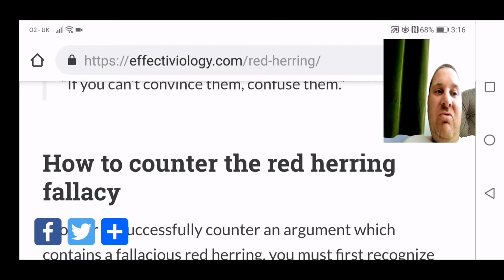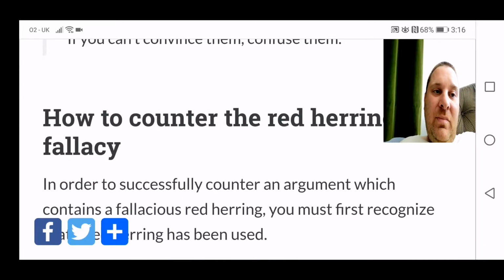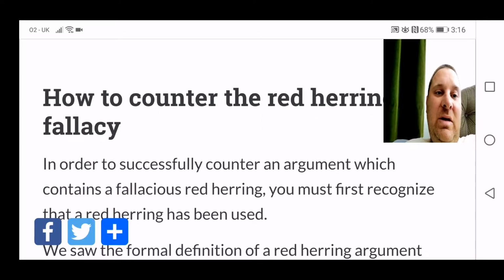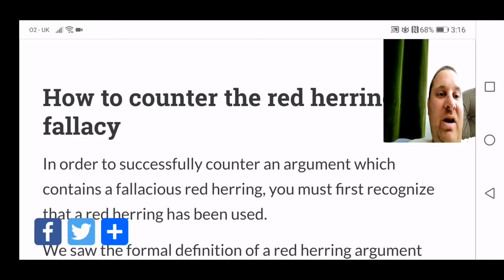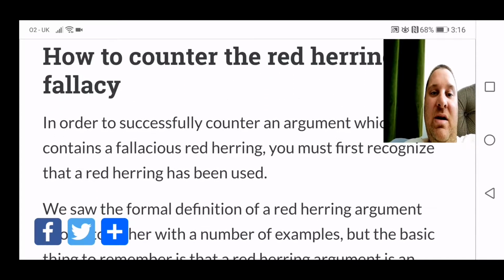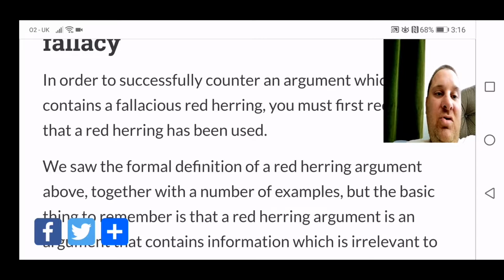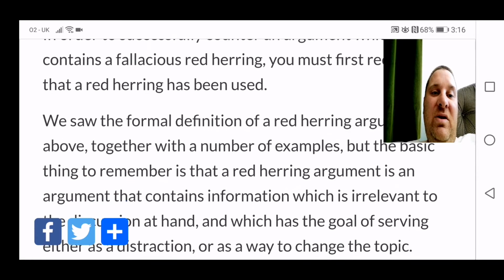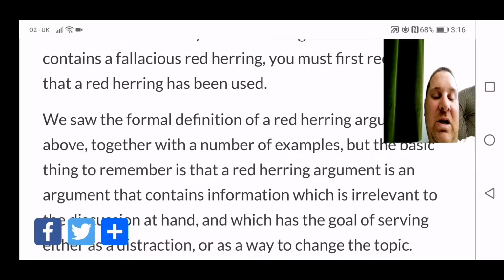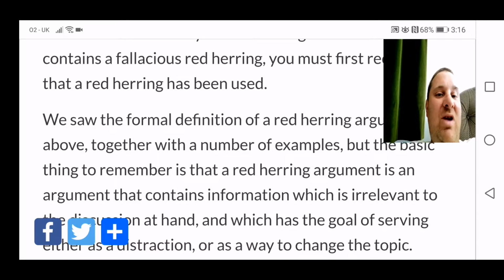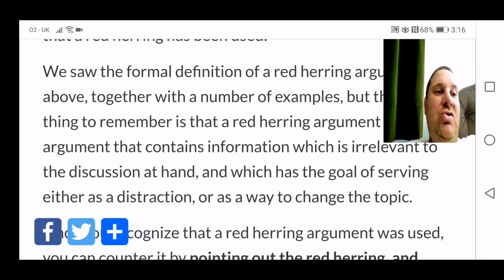How to counter the red herring fallacy. In order to successfully counter an argument which contains a fallacious red herring, you must first recognise that a red herring has been used. We saw the formal definition of a red herring argument above, together with a number of examples, but the basic thing to remember is that a red herring argument is an argument that contains information which is irrelevant to the discussion at hand, and which has the goal of serving either as a distraction or as a way to change the topic.